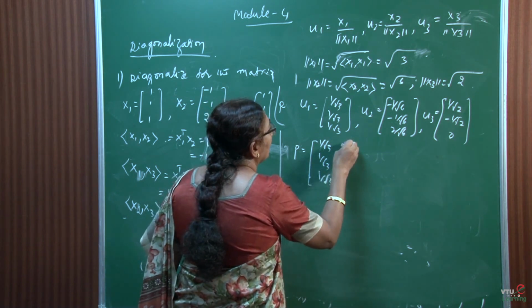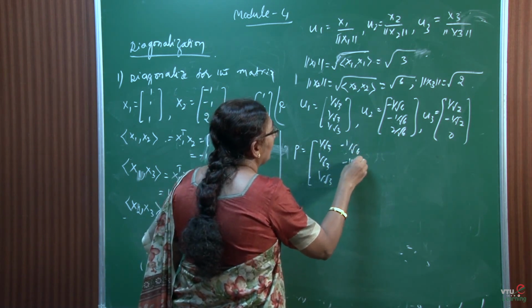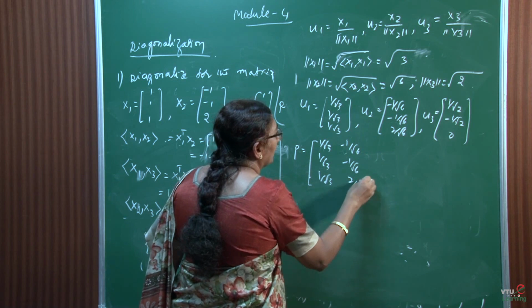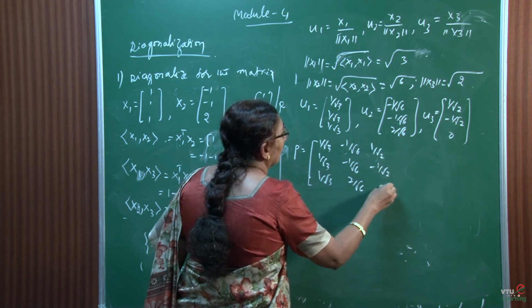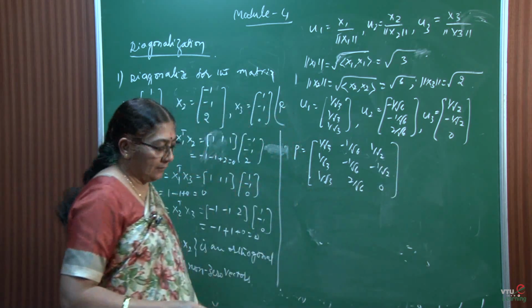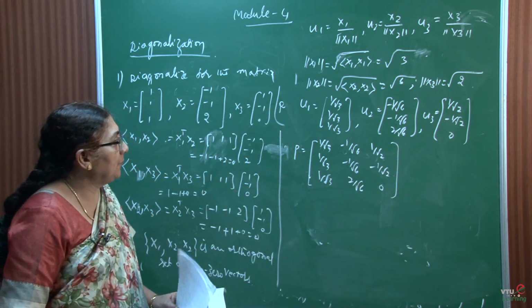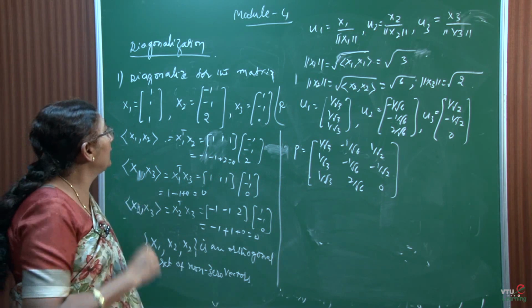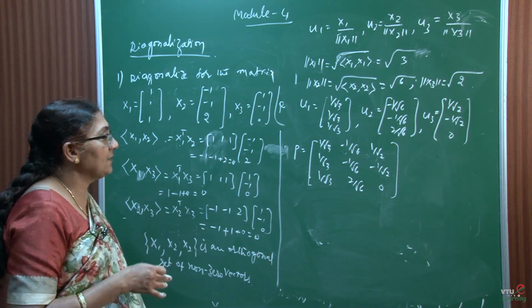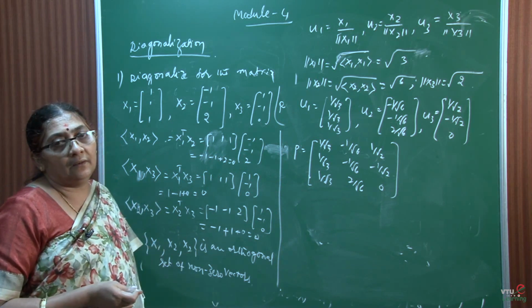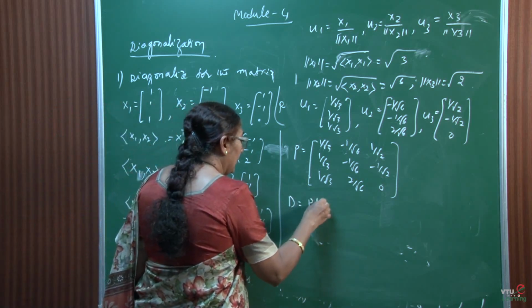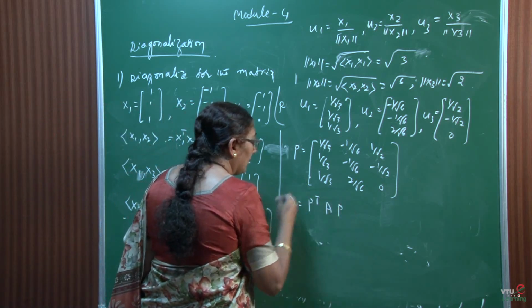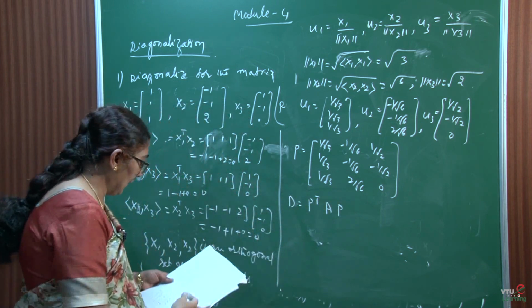Okay. Minus 1 by root 6, minus 1 by root 6, 2 by root 6. 1 by root 2, minus 1 by root 2 and 0. This is my P value. Once we get P, the given matrix is a symmetric matrix. What's the formula for D? D is nothing but P transpose into A into P.